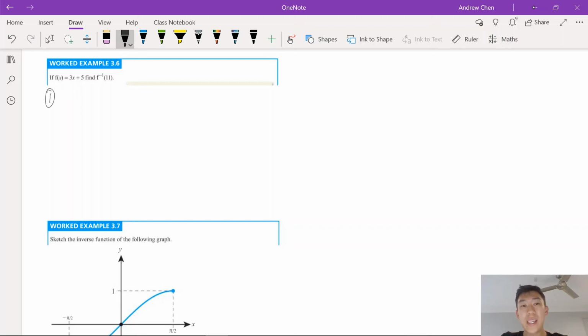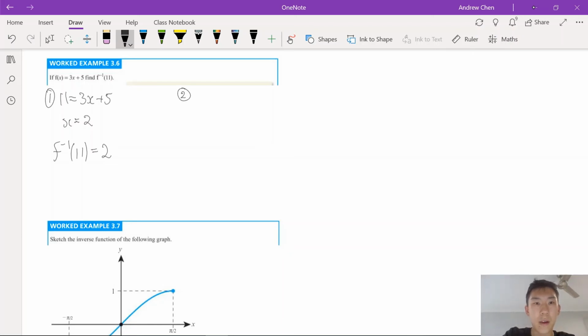Okay, so the output is 11. All right, so it's asking you essentially if the output, or if the y value was 11, what was the x value? So let's sub in 11 into our function output, or f of x. So 11 equals 3x plus 5, and then solve that for x. Take away 5 from both sides to get 6, and then divide by 3. x equals 2. So f to the negative 1 of 11 is 2. Okay, so that's method 1.